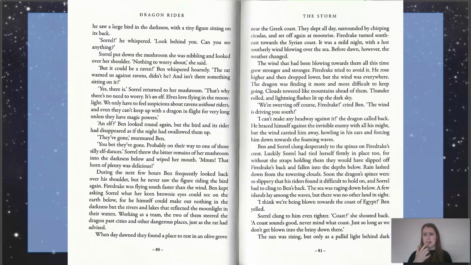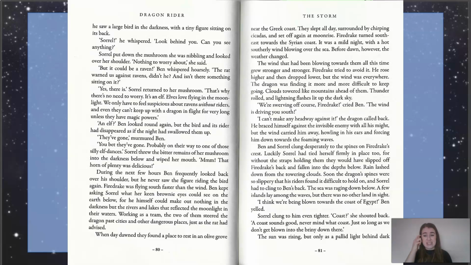Clouds towered like mountains ahead of them. Thunder rolled and lightning flashes lit up the sky. Okay, so we're going to get stuck in quite a nasty storm here. "We're swerving off course, Firedrake," cried Ben. "The wind is driving you south." "I can't make any headway against it," the dragon called back. He braced himself against the invisible enemy with all of his might, but the wind carried him away, howling in his ears, forcing him towards the foaming waves.